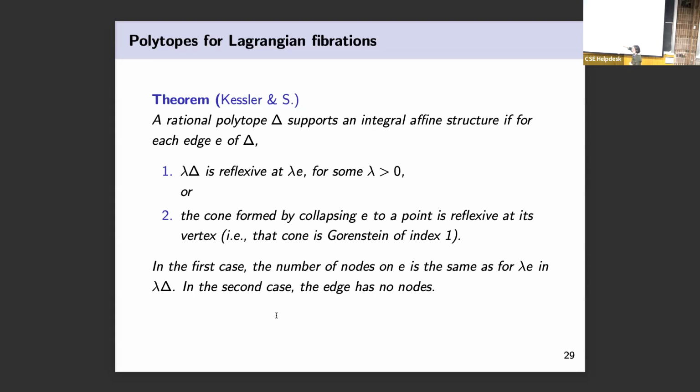But there's also another case, and this is the case that corresponds to when you have 0 for the number of nodes. And that's if this doesn't happen, but if you collapse the edge and let it become a vertex, and you look at the cone that you get, if that is a cone that has a point making this cone reflexive at the vertex, then that edge gets 0 nodes, and it's fine. And you know how to put the integral affine structure on it. So you're getting a semi-local condition on your polytope. And so the theorem is that if you have a polytope that satisfies this kind of condition, one or the other at every edge, then it supports an integral affine structure.